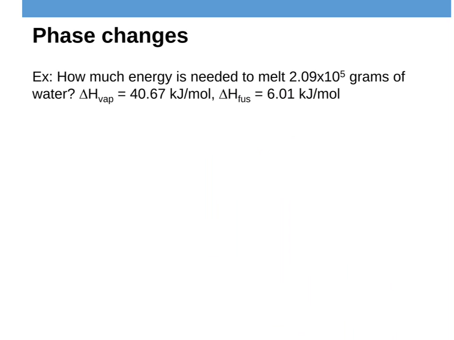Okay, folks. So for this one, I want you to read through this and then take a moment and try this yourself. So how much energy is needed to melt 2.09 times 10 to the 5 grams of water? And I give you that the delta H of vaporization is 40.67 kilojoules per mole, and the heat of fusion is 6.01 kilojoules per mole. Now, again, I want you to take a crack at it yourself, but I do want to point out, we're starting off with grams, and all of these are in moles. So that should give you a hint to your first step. You're very smart people. I think you can handle it. So go ahead and pause and see what you can do with this one.